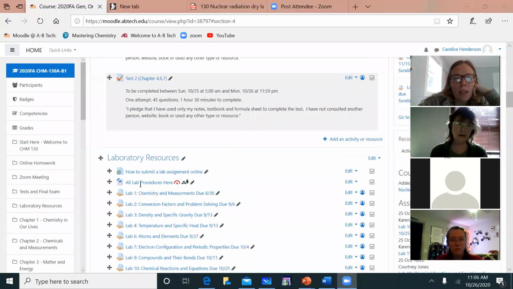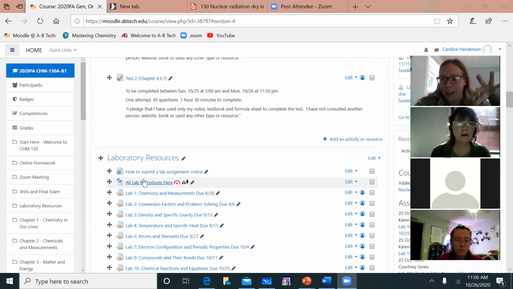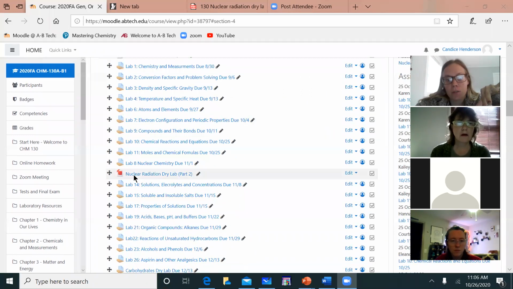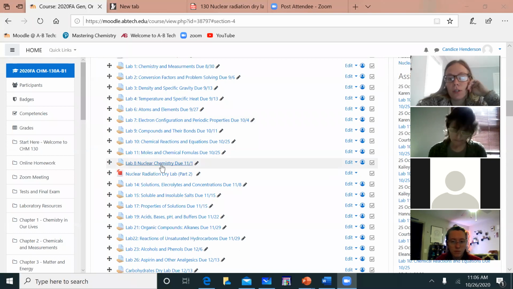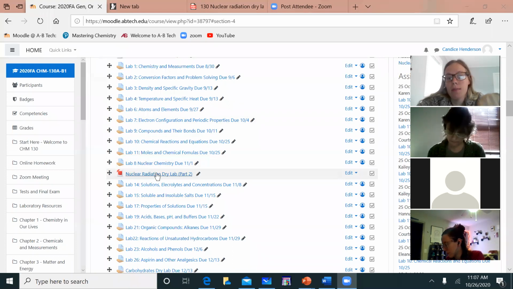If you click on the all procedures here, it'll tell you that it's in a folder. I actually just put it right here. So your lab 8, you've got your nuclear chemistry, you'll turn 2 things into that. You'll submit actually 2 labs. So it'll be the one out of the lab manual, and the second thing will be this nuclear radiation dry lab.